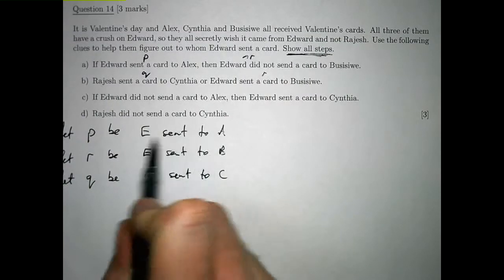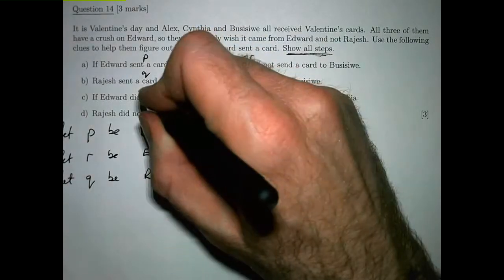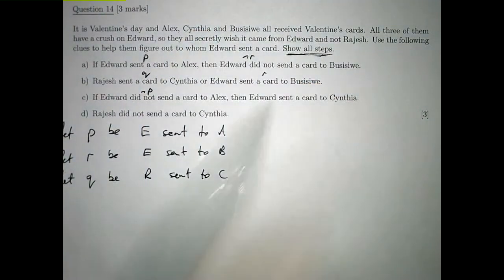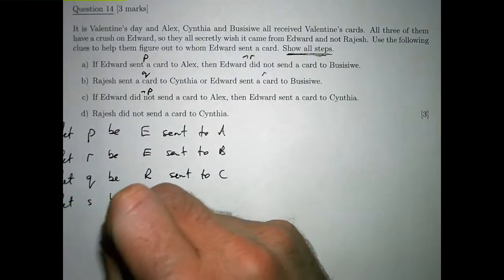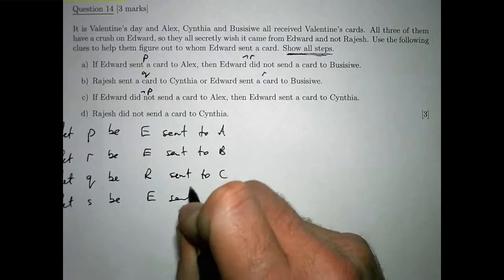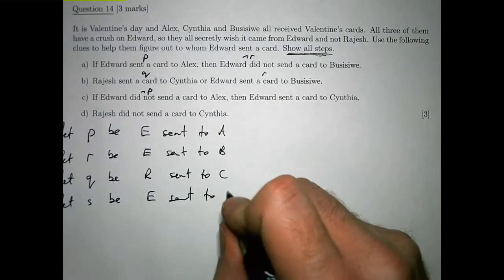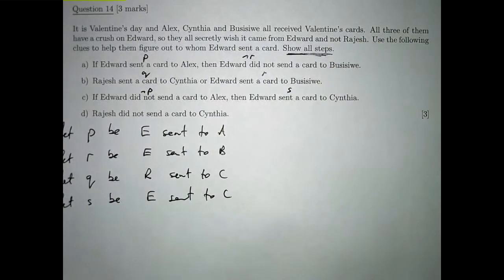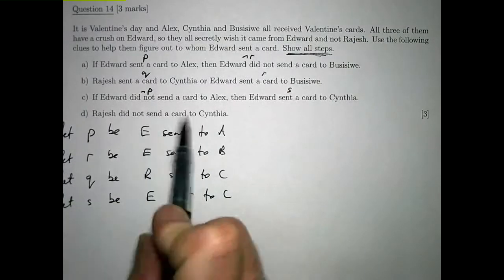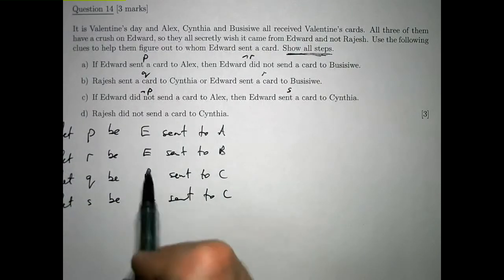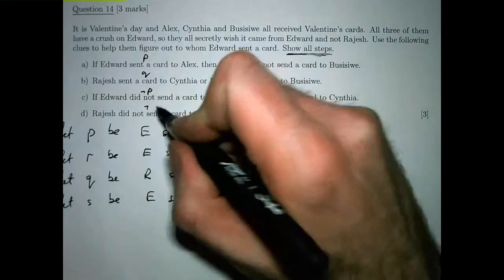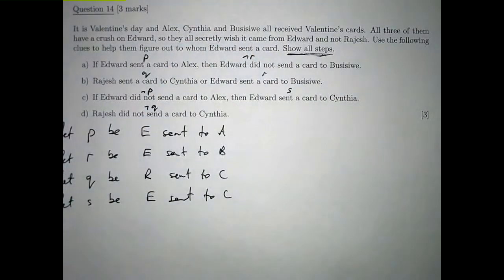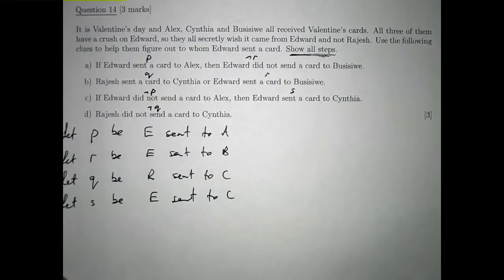C, if Edward did not send a card to Alex. We've got Edward sent a card to Alex as P, so this here is just not P. Then Edward sent a card to Cynthia. We don't have something for that, so let's let S be Edward sent a card to Cynthia. That's S over there. And finally, Rajesh did not send a card to Cynthia. We've already got Rajesh sending a card to Cynthia, so this is going to be not Q over there.